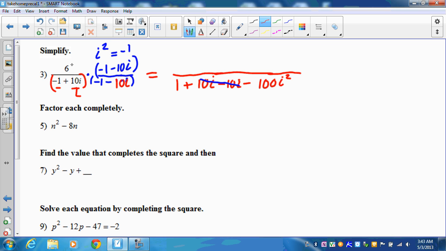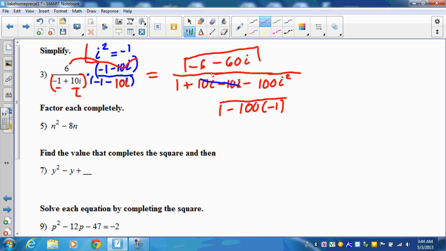And then you go on and distribute the top. So you have a negative 6, and you have a negative 60i. So remember in this fact that I just reminded you of, that i squared equals a negative 1, we can replace the bottom by 1 minus 100 times negative 1. And on the top, we have a negative 6 minus 60i.